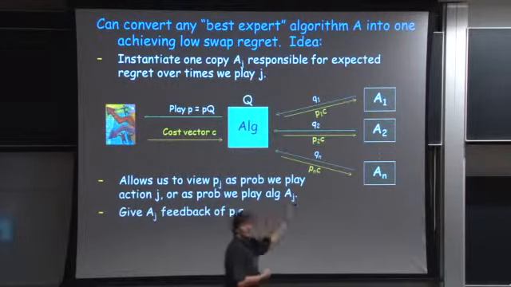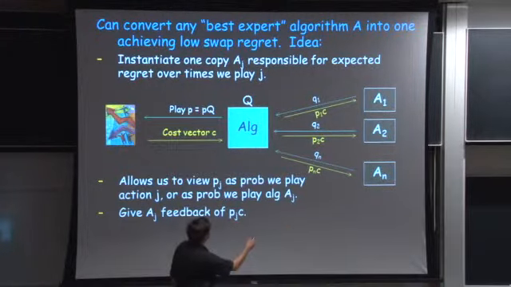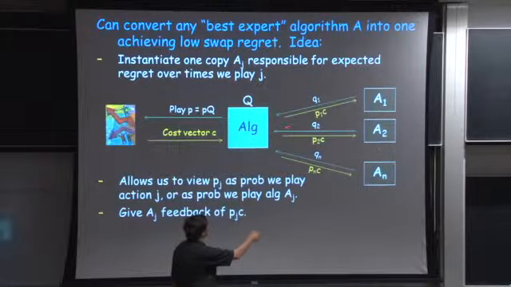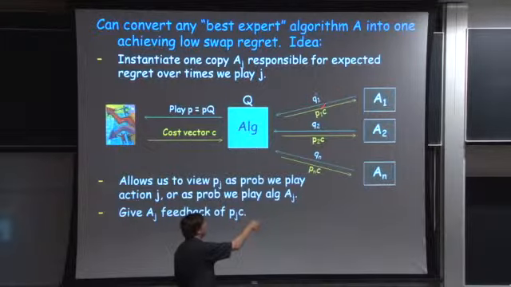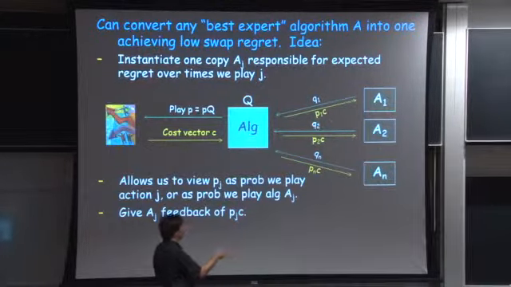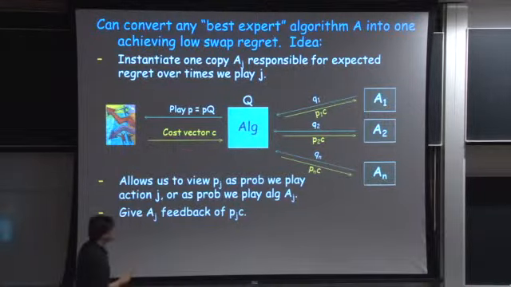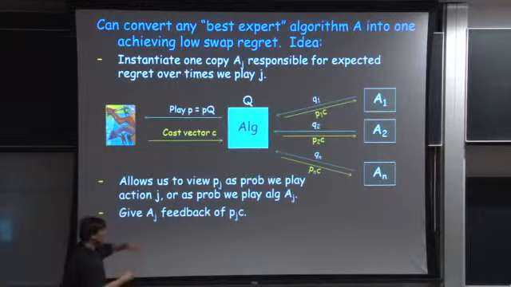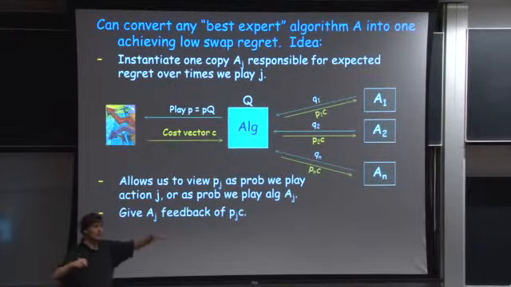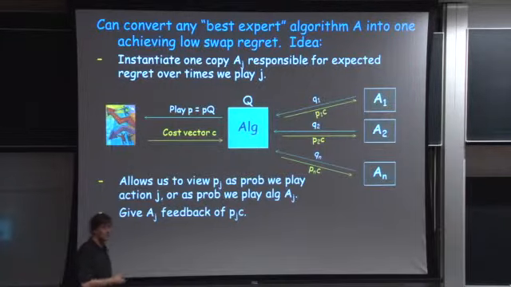So each Ai lives in a fake world. It thinks it played Q1, and it thinks it got payoff vector P1 C, so it thinks its payoff was Q1 dotted with P1 C. A2 thinks it played Q2, and it got P2 C back, so it thinks its payoff was Q2 dotted with P2 C. C is this cost vector, and so forth. This is what's going to actually cause the algorithms to diverge, because they're getting different payoff vectors.